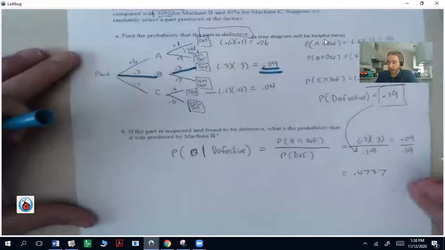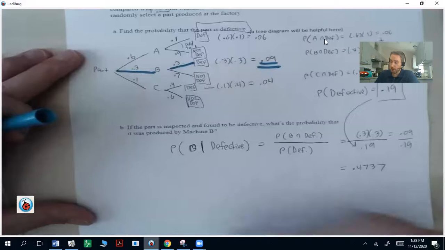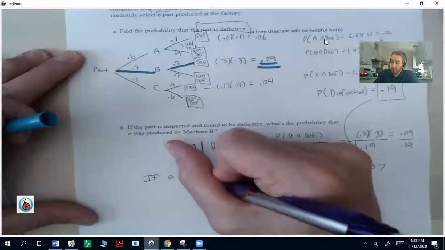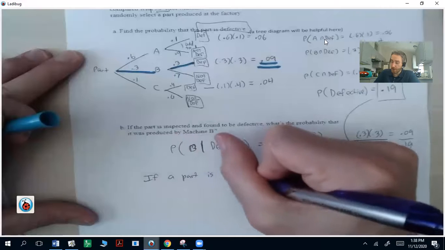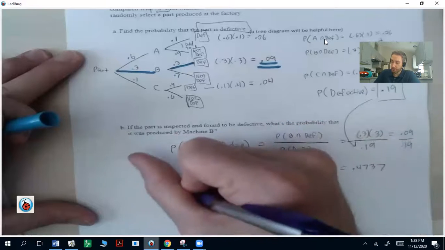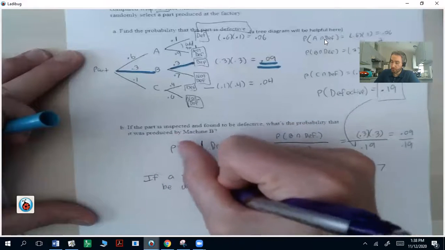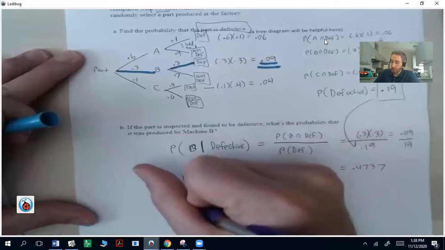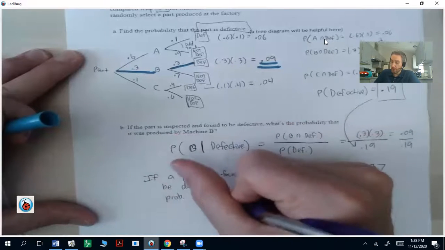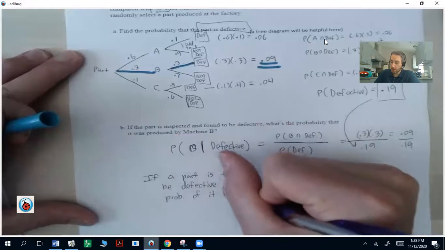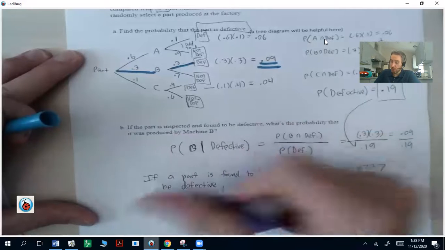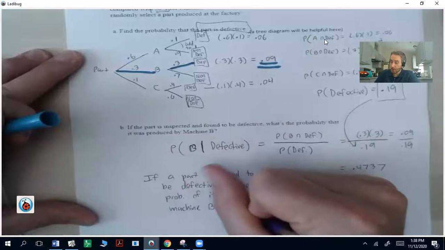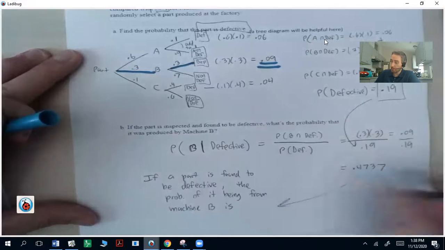So to summarize that, we would say if a part is found to be defective, the probability of it being from machine B is 0.4737.